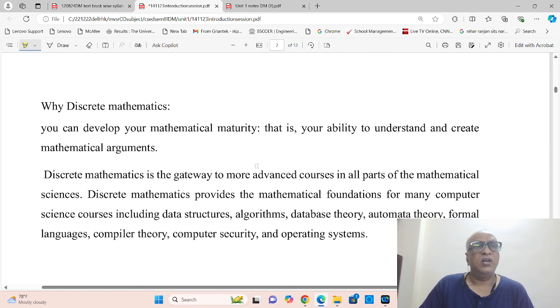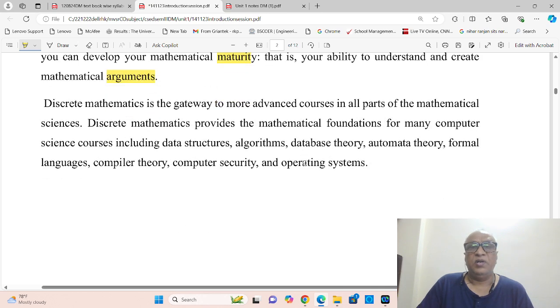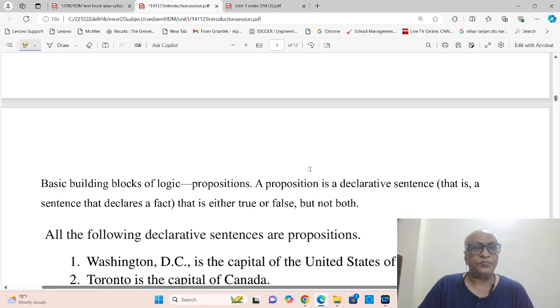Why should I study discrete mathematics? To develop my mathematical maturity, that is, my ability to understand and create mathematical arguments. Discrete mathematics is the gateway to more advanced courses in all parts of the mathematical sciences. It provides the mathematical foundation for many computer science courses, including data structures, algorithms, database theory, automata theory, formal languages, compiler theory, computer security, operating systems, and many more.